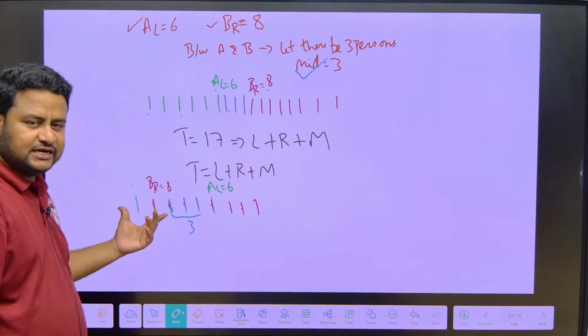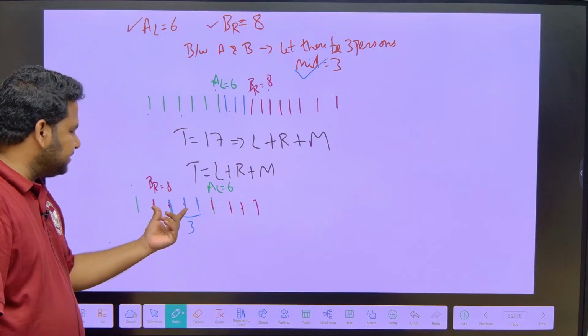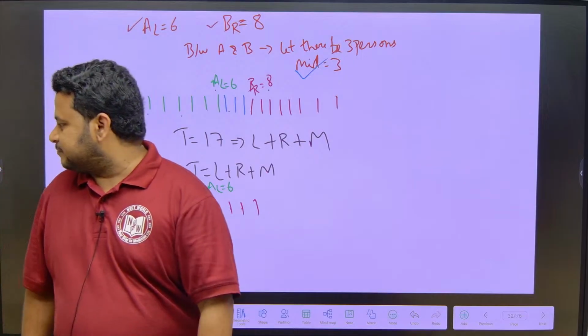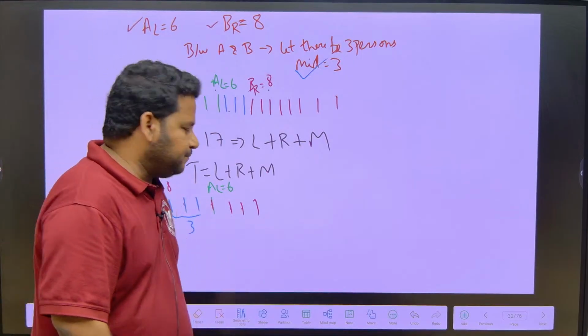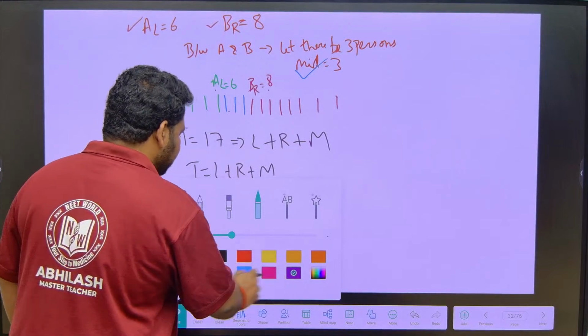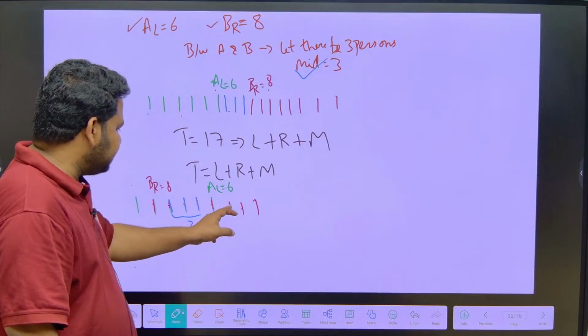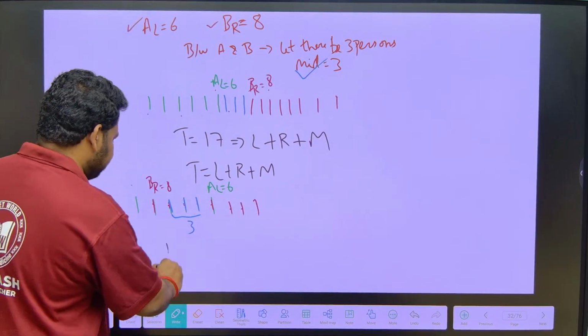Here also, is the condition violated? No. B from the right is 8, A from the left is 6, but in the middle there are 3 persons. Okay. So how did I get this? Here, total will be how much? If you focus now, total is 1, 2, 3, 4, 5, 6, 7, 8, 9. So total here is 9.